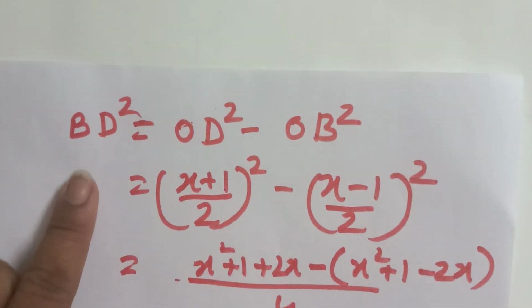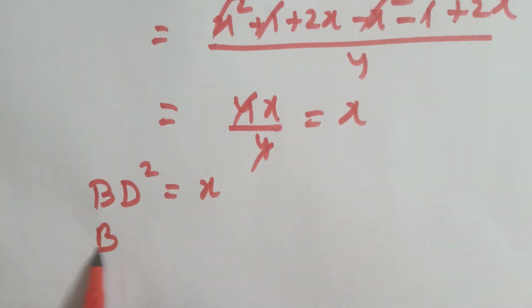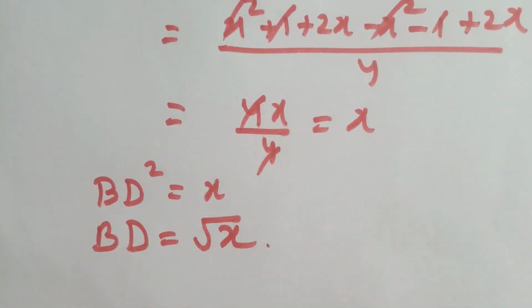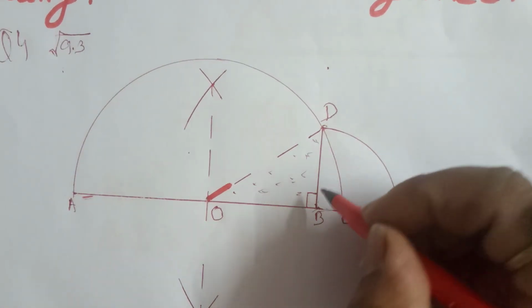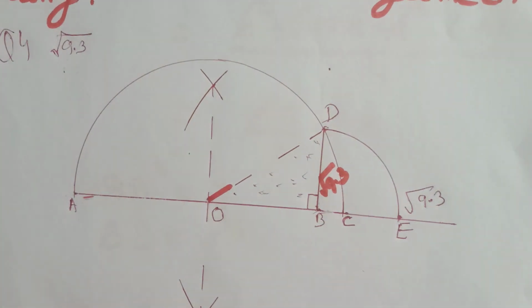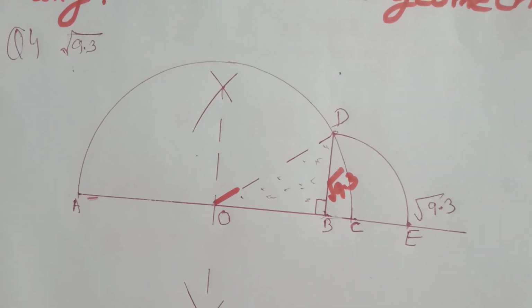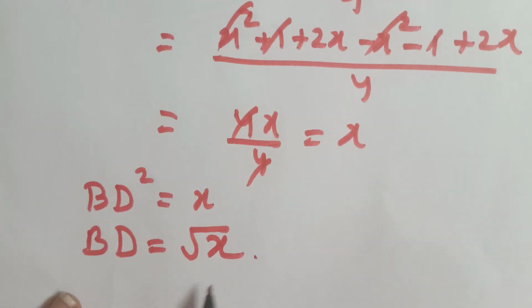What are we finding? BD square. So BD square is equal to x, hence BD is equal to under root x. Now we have proved it. Let's see BD again in the figure. BD is this one. Here the value of x is 9.3, so this is 9.3. For any positive number, if we want to represent its square root geometrically, we have to apply this method. We have justified this. BD is under root x, hence proved.